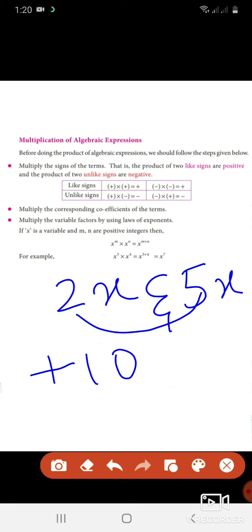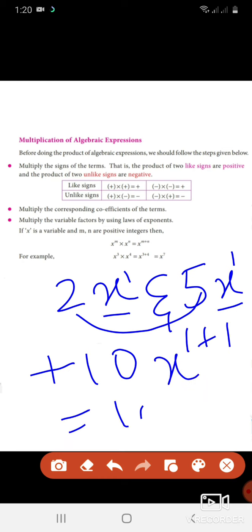That means if the bases are the same, here the base is x, we can add the powers. Here only x is given, no? What will be the power? Yes, its power is 1. And here also its power is 1. So the base is the same, we can add the powers. That is the third step. So x power 1 plus 1, that is equal to 10x square is the answer. So what is the first step? We have to check the sign. Next one, multiply the coefficients. And third one, for the variable power, you have to use laws of exponents.